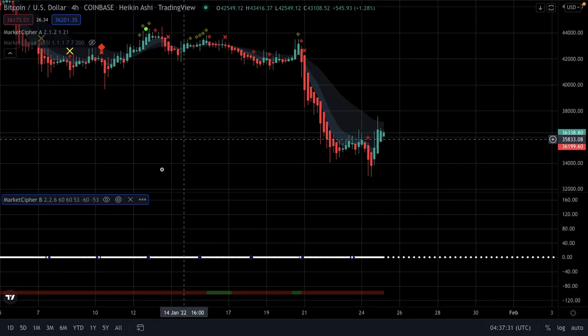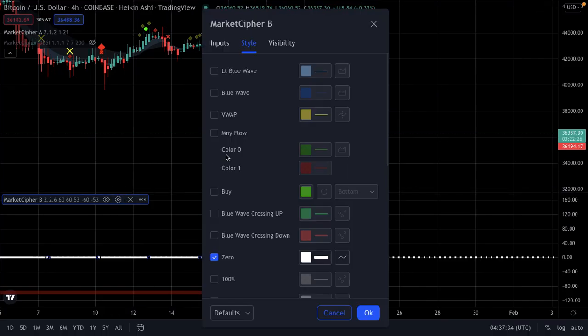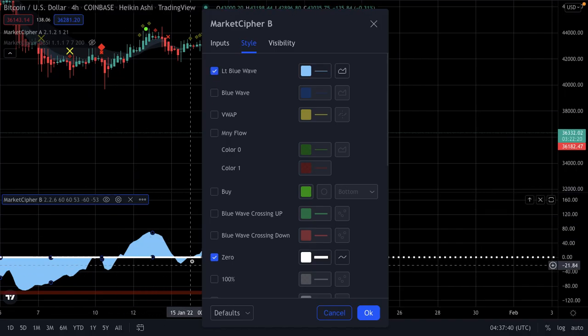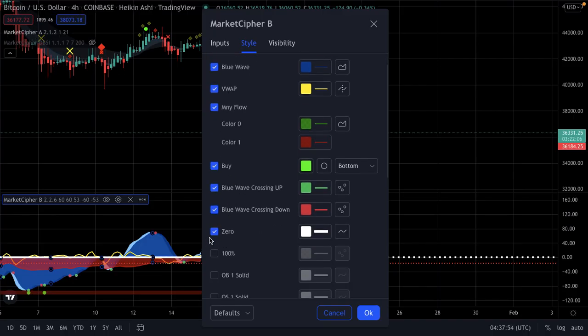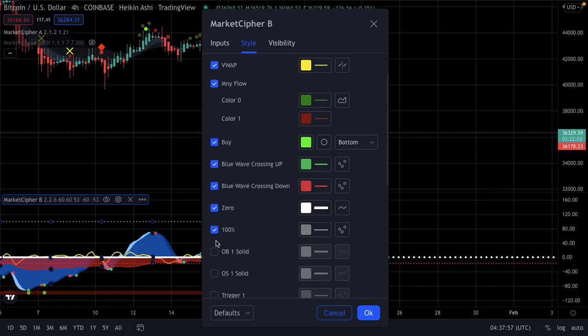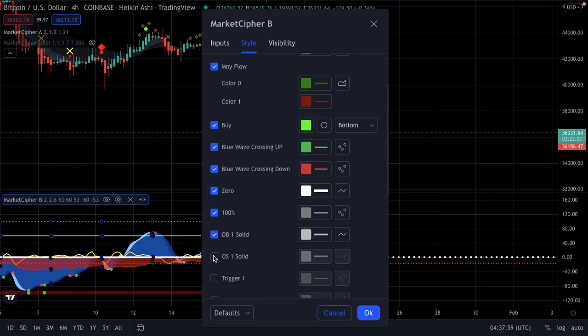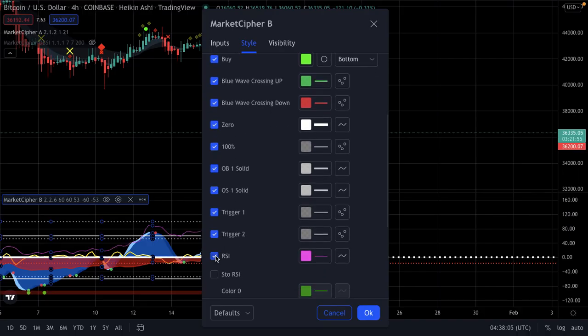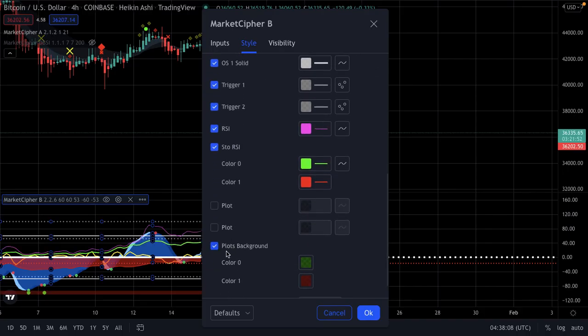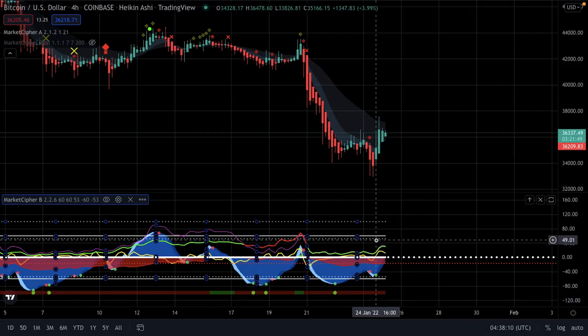So before we start, let me turn on all these oscillators and all these other elements that help in our trading. So we have our light blue line, like we talked about earlier on, and we have our blue wave, and we have our VWAP, and we have our money flow, and we have our buy, and we have our blue wave crossing up, blue wave crossing down. Zero line is already on. We have our 100% line. We have the overbought one. We have the oversold. We have the trigger waves, trigger 1, trigger 2. We have the RSIs, and we have the stochastics. And I think we're done for it.